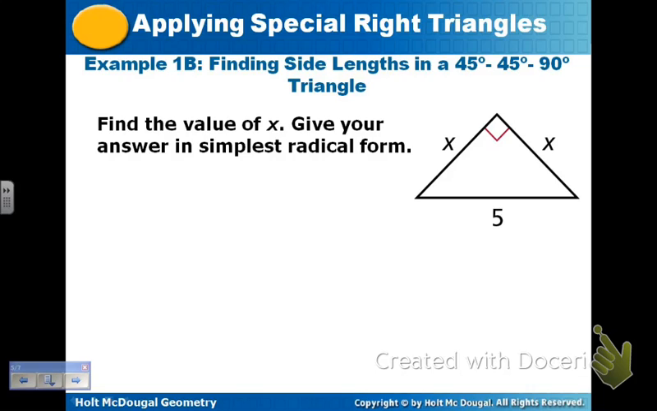Now this one is a little different because this time you're given the hypotenuse. Notice that you're given the side that's across from the right angle, which is the hypotenuse. You kind of have to go backwards here to find the length of each leg. Now you know it is an isosceles right triangle because both legs are represented with the variable x, so they must be the same length.